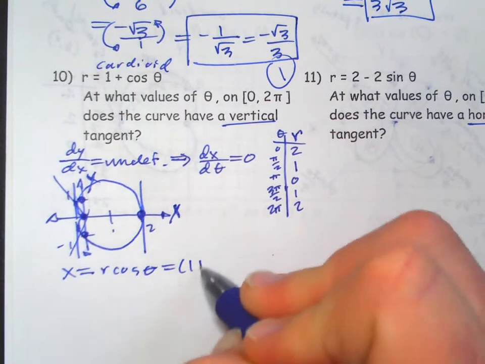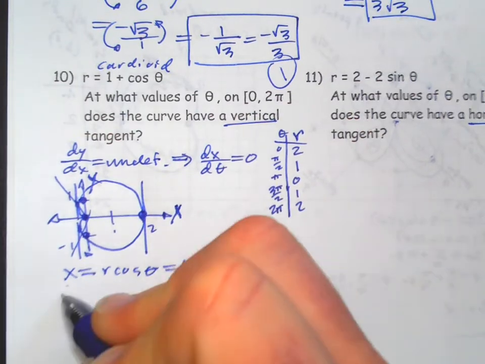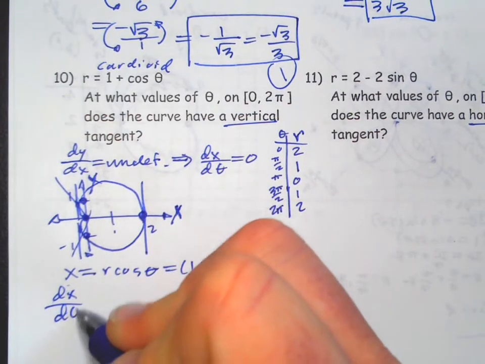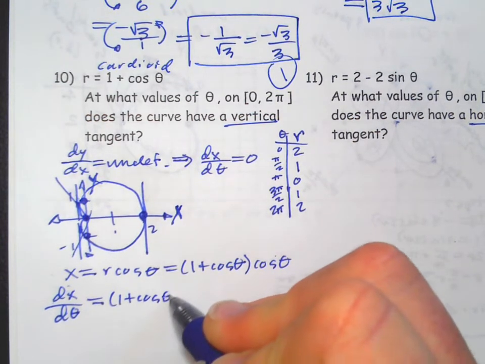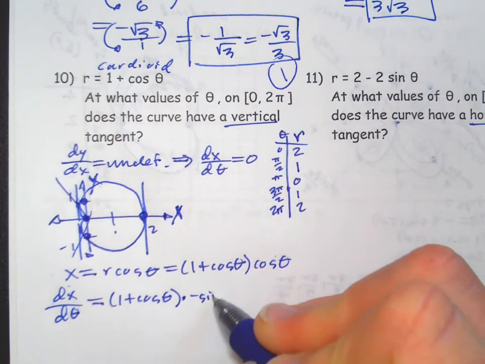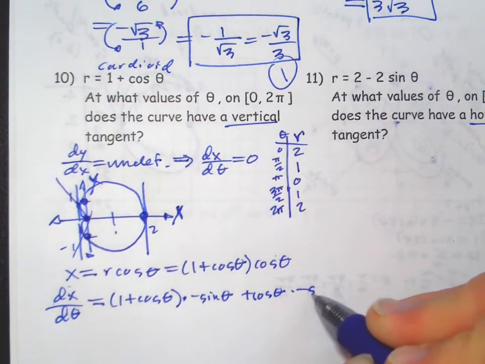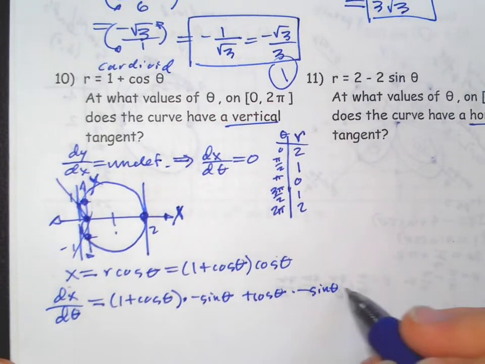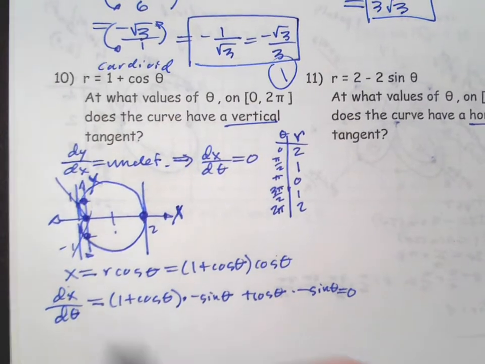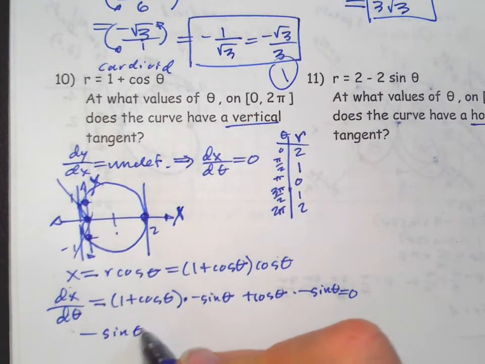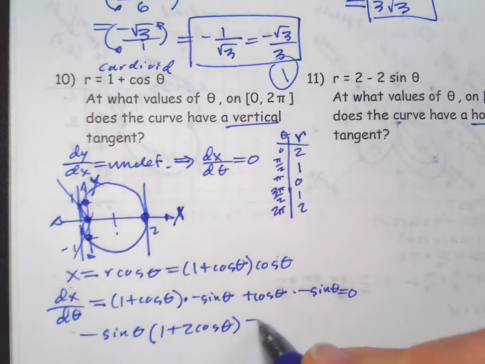So we need x equals r cosine θ. So that's going to be (1 plus cosine θ) cosine θ. And so then we want to do dx/dθ. That's going to be (1 plus cosine θ) times negative sine θ plus cosine θ times negative sine θ, and we're going to set that equals 0. So I think we factor negative sine θ out, and there's going to be 1 plus 2 cosine θ left inside equals 0.